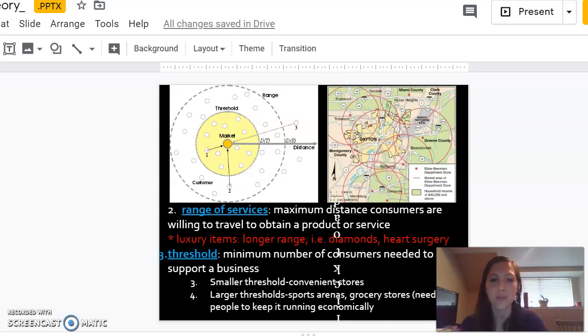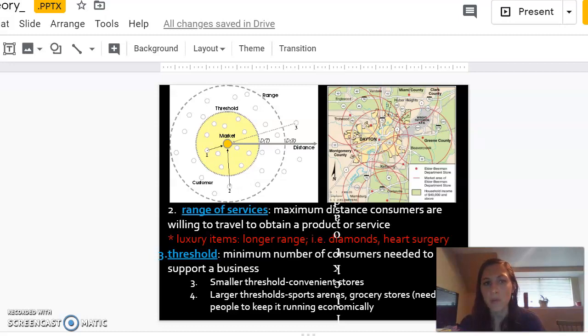McDonald's will not build in the middle of nowhere where there's nobody living. They're going to build in clusters of areas where there are large amounts of people. So these are the types of things that have smaller thresholds. Convenience stores, again, convenience stores are everywhere. The products that they sell are not expensive. They don't need that many people to support them. Larger threshold areas would be a place like a sports arena. You're not going to build a sports arena in the middle of nowhere because then who would buy the tickets to go see the game? Grocery stores, they need people to keep running as well.